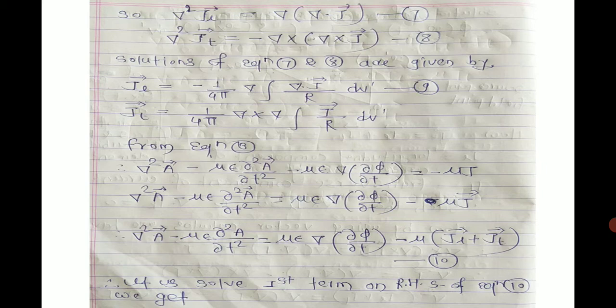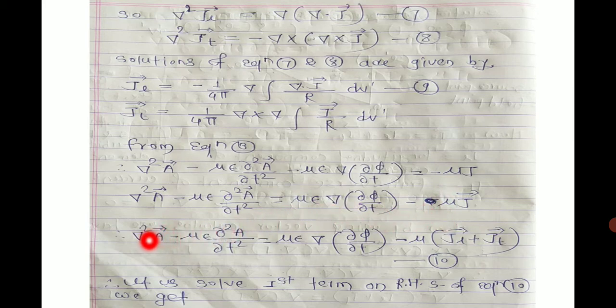In the next equation we use equation number 9, that is JL bar, only the longitudinal component of current density. Then from equation 3 we write del square A bar minus mu epsilon del square A by del t square minus mu epsilon del del phi by del t is equal to minus mu J. Then this term minus mu epsilon, transferred to the other side, becomes plus. The equation becomes del square A minus mu epsilon del square A by del t square is equal to mu epsilon del del phi by del t minus mu J.